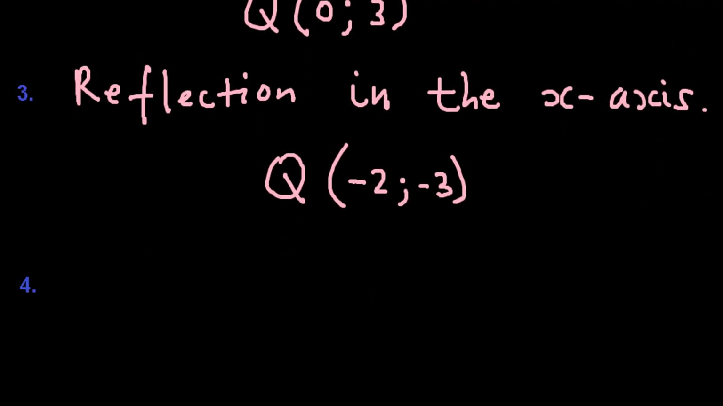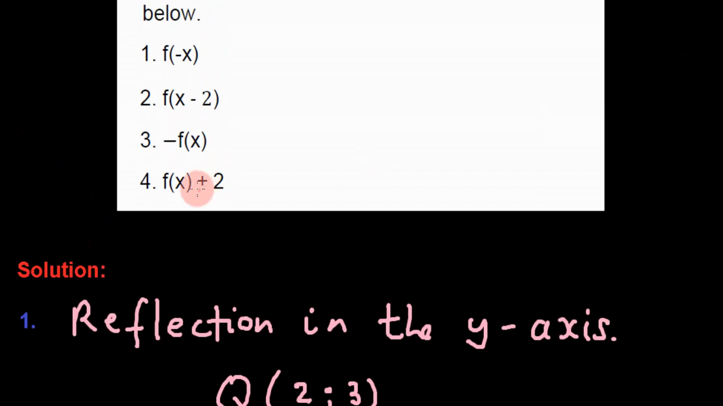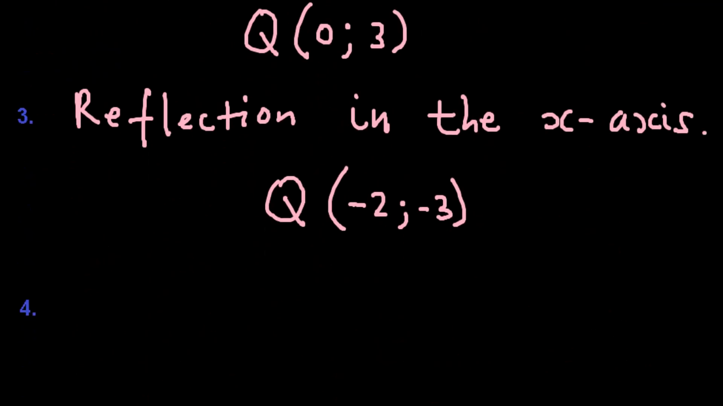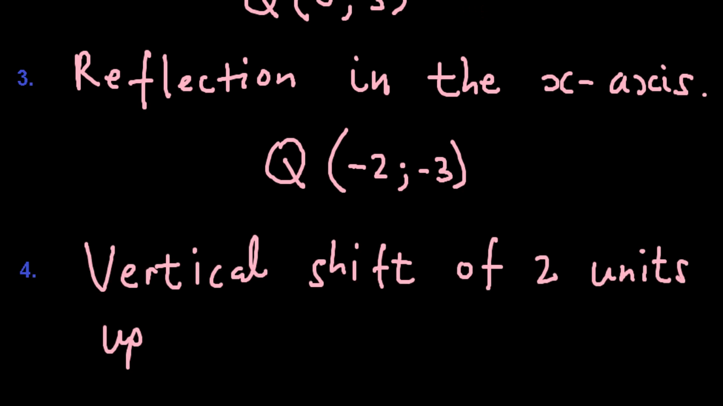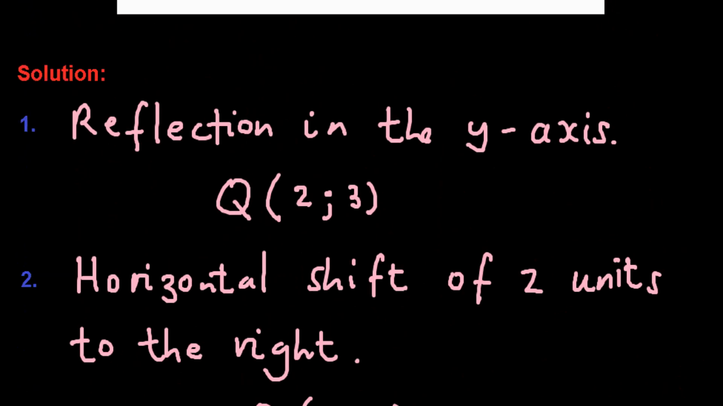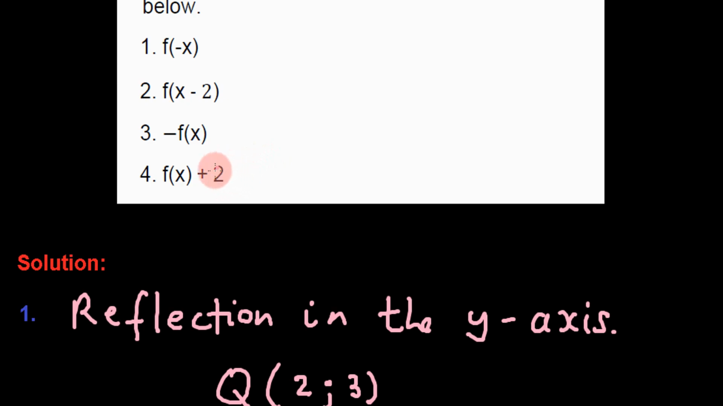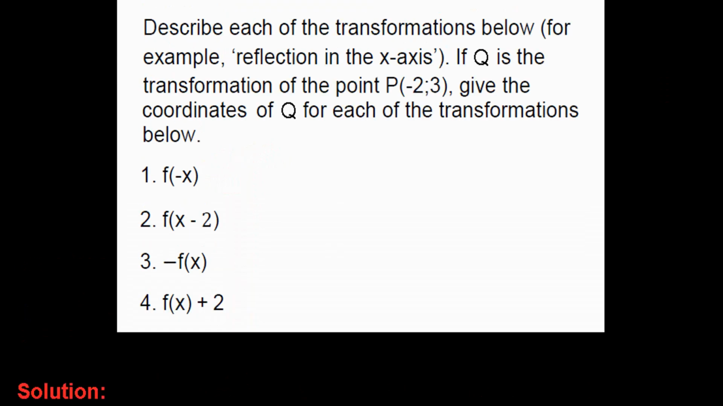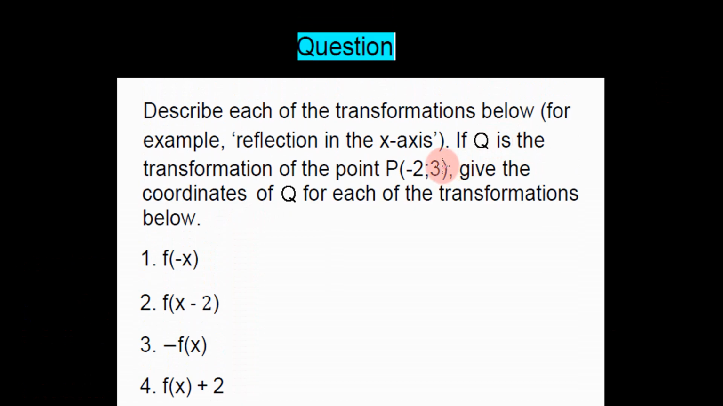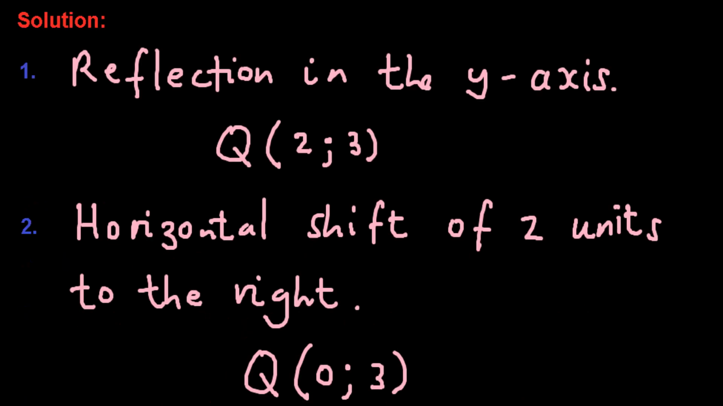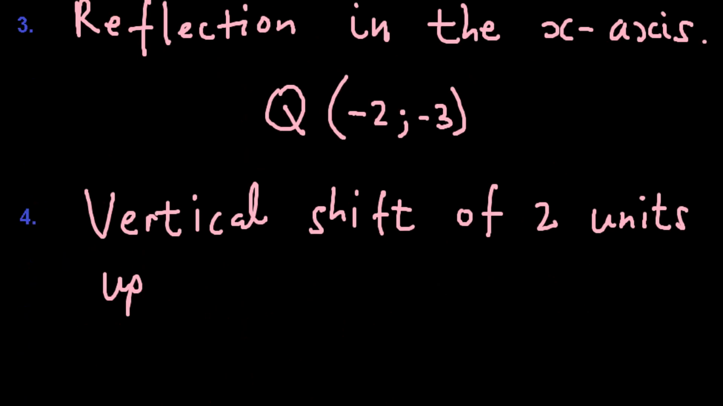Then number 4, we have f of x plus 2. So this is a vertical shift of 2 units up. And that means that we must add 2 to all our y's. So the y-coordinate of P is 3. If we add 2 to it, it will be 5. And that means that the coordinates of Q, in this case, will be -2, 5.